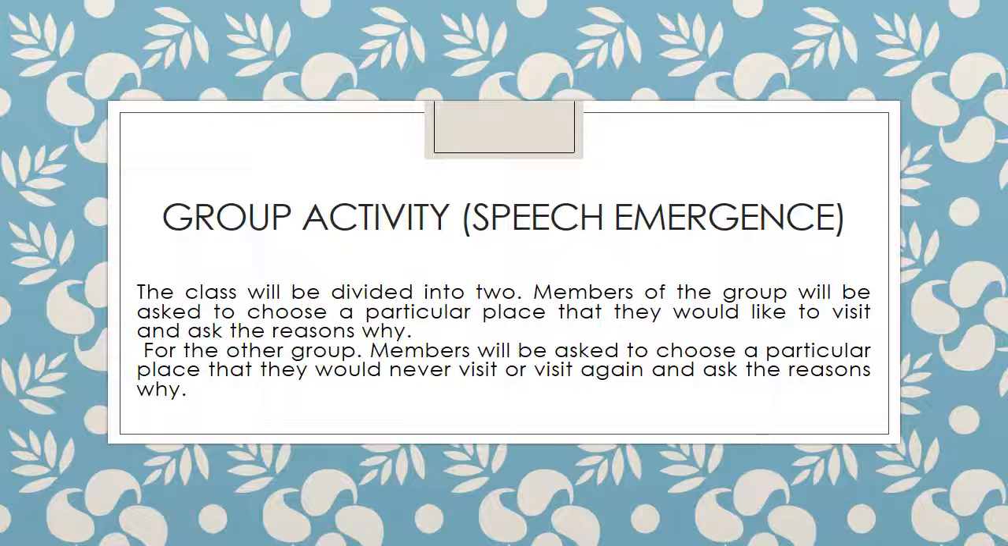For the last stage, which is the emergence stage, students will be grouped into two groups. For the first group, members will be asked to choose a particular place that they would like to visit and give the reasons why. And for the second group, members will also be asked to choose a particular place that they would never visit or visit again and give the reasons why. The teacher should present the rubrics for the said output.